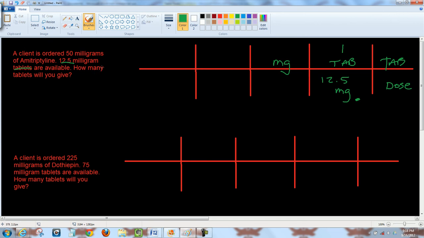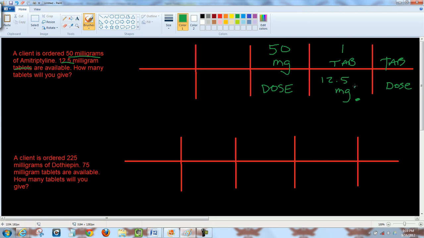What were we given with milligrams other than the tablets? We've already used that, but look, we got 50 milligrams per what? What ratio? Well, it's 50 milligrams per dose. And then we've worked this as far as we need to work it. Now we can do our reductions.